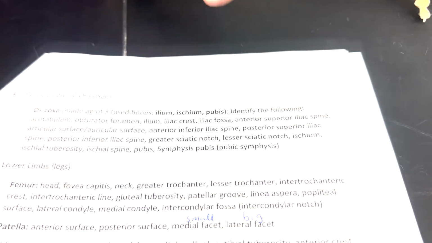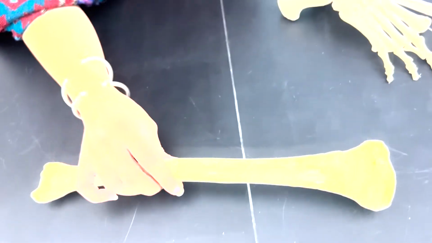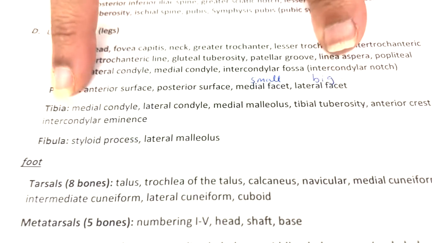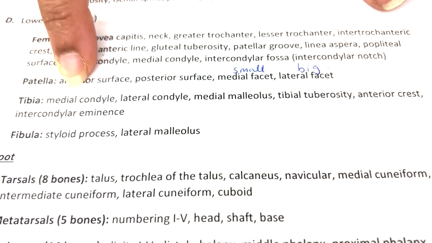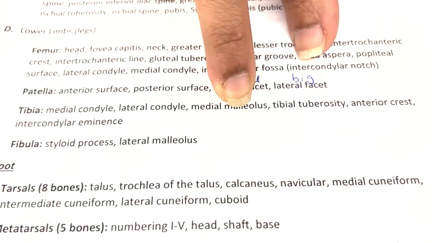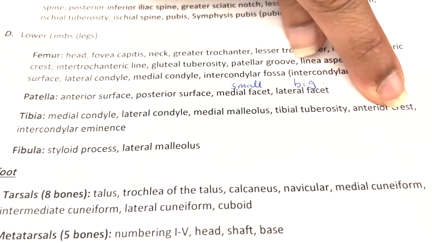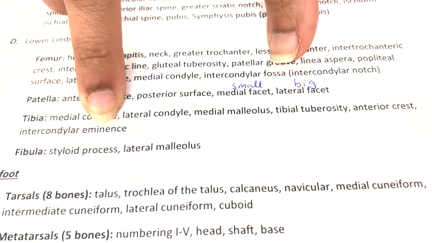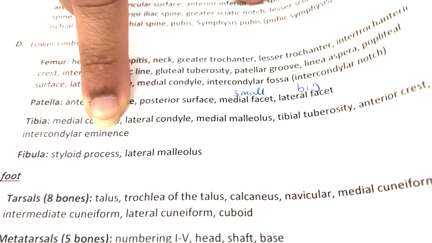Okay, now we are going to look at the tibia. Now for tibia, this is the terminology we are supposed to know. Medial condyle, lateral condyle, medial malleolus, tibial tuberosity, anterior crest, and intercondylar eminence.